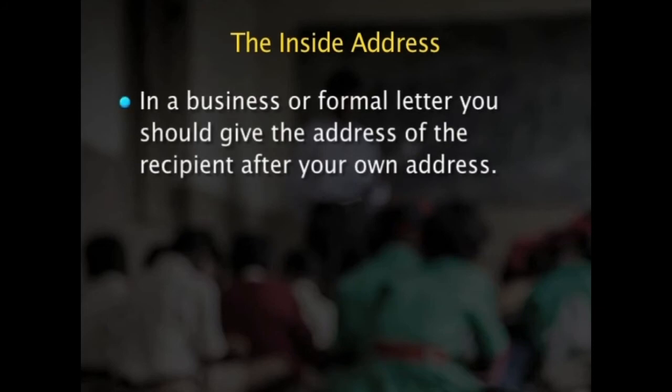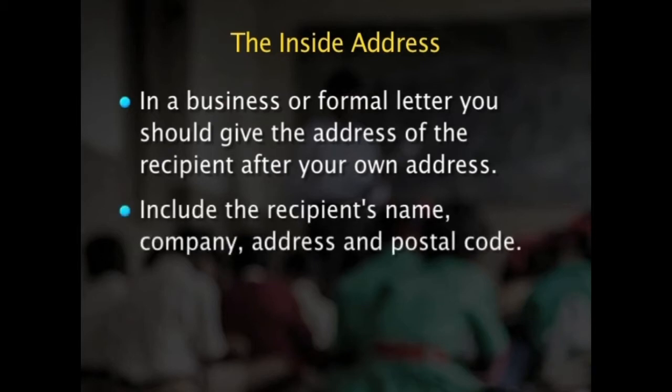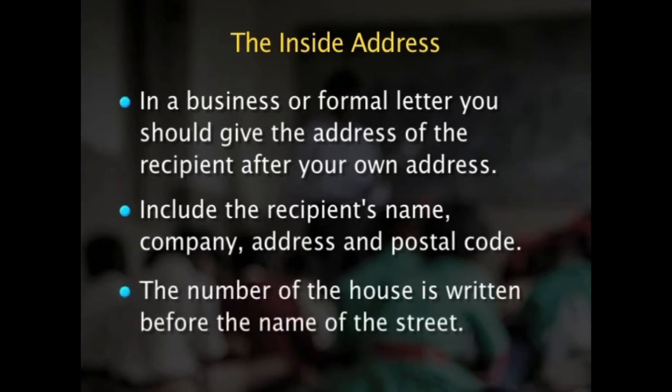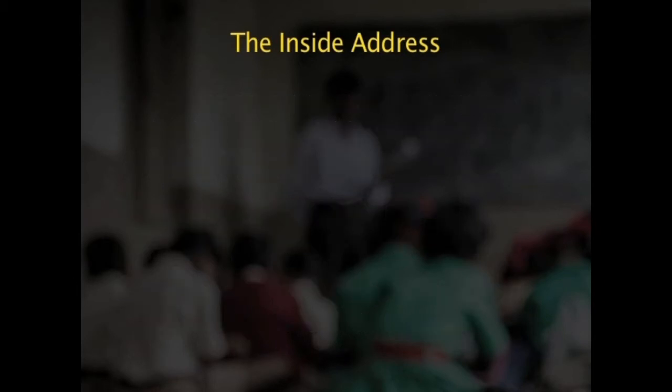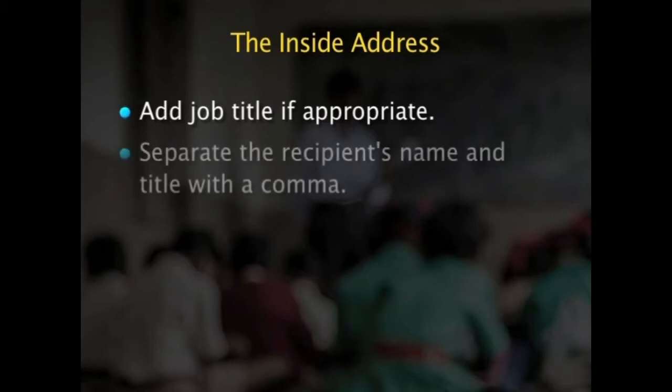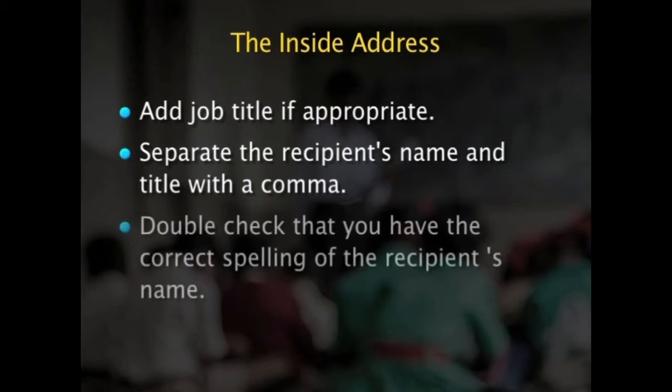In a business or formal letter, you should give the address of the recipient after your own address. Include the recipient's name, company, address and postal code. The number of the house is written before the name of the street. Add job title if appropriate. Separate the recipient's name and title with a comma. Double check that you have the correct spelling of the recipient's name.